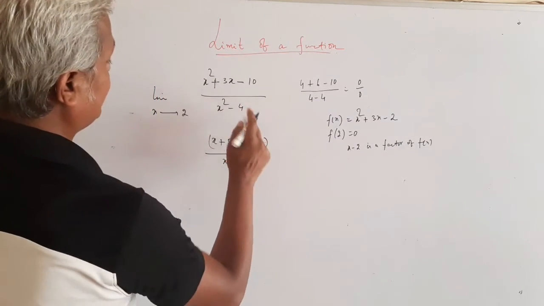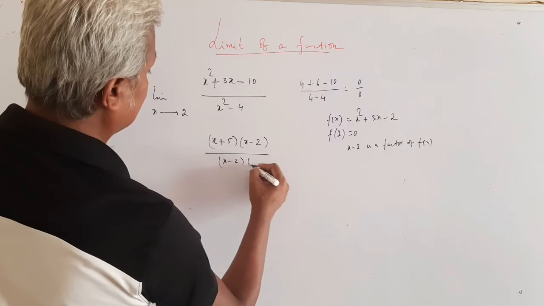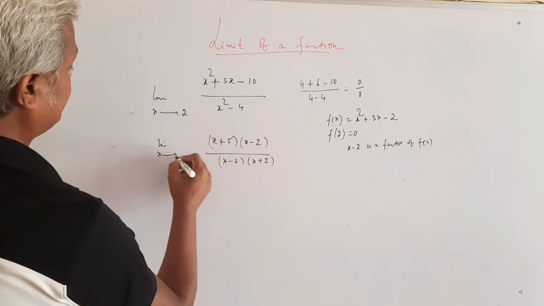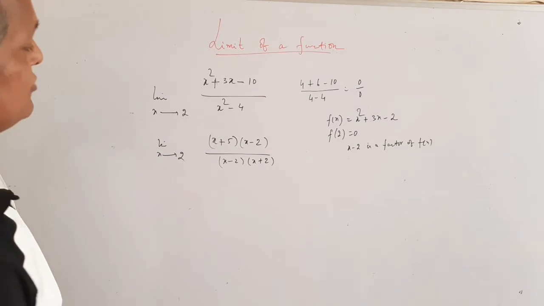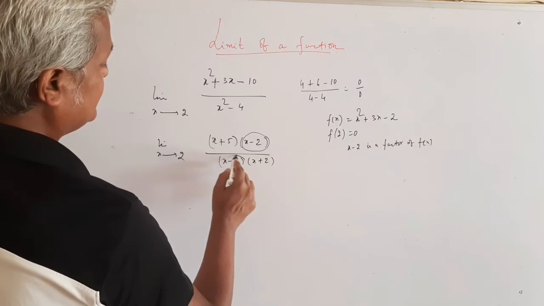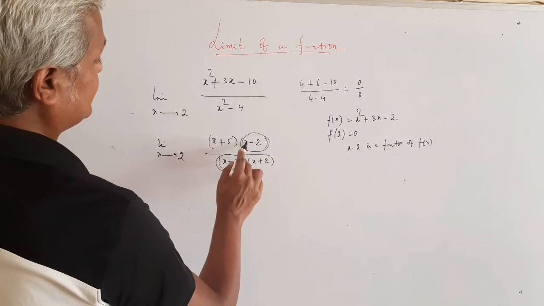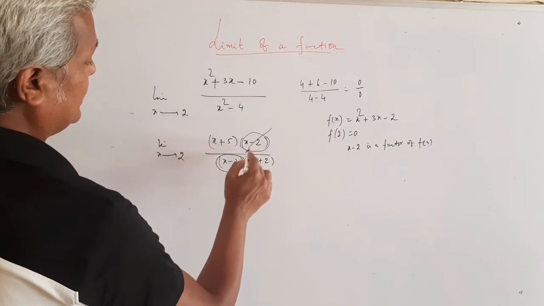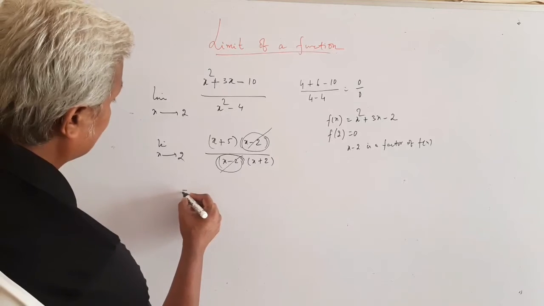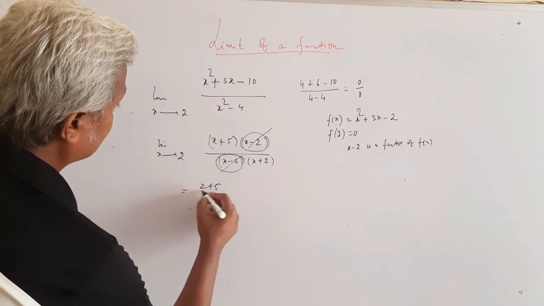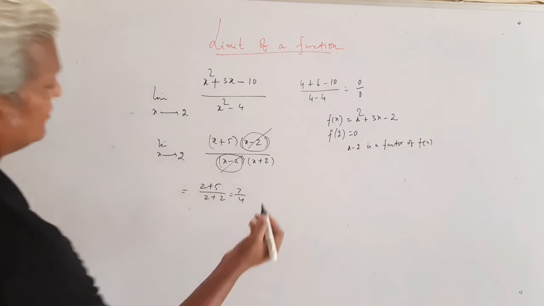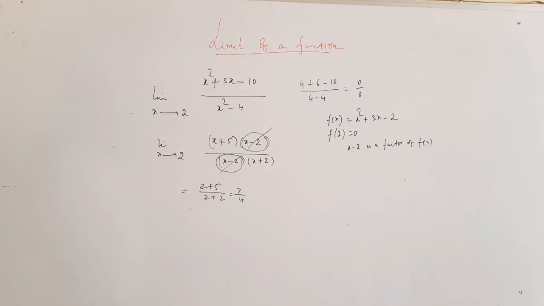And this is a square minus b square. So this is x minus 2, x plus 2, and limit x tends to 2. So you are getting 0 by 0 form because of these two terms, x tends to 2 and this 2 minus 2, 2 minus 2. Now here they are common, so they get cancelled. So now if you put the value of the limit, you get 2 plus 5 upon 2 plus 2, that is 7 over 4. This is the basic idea of the limit.